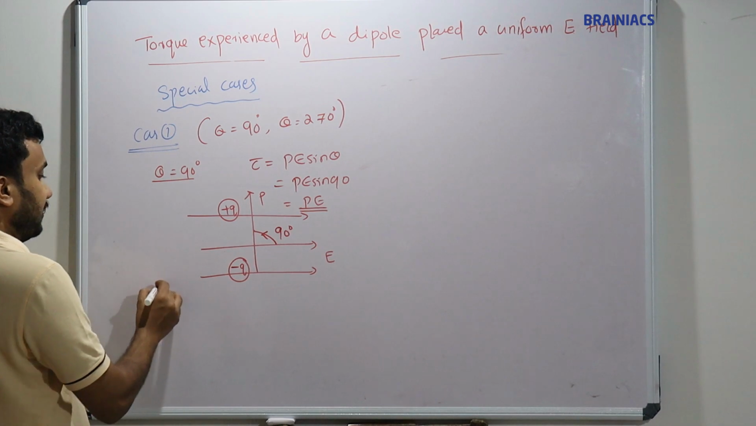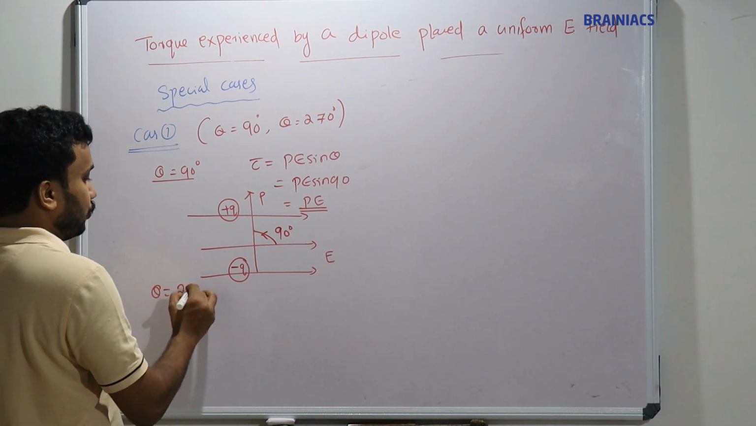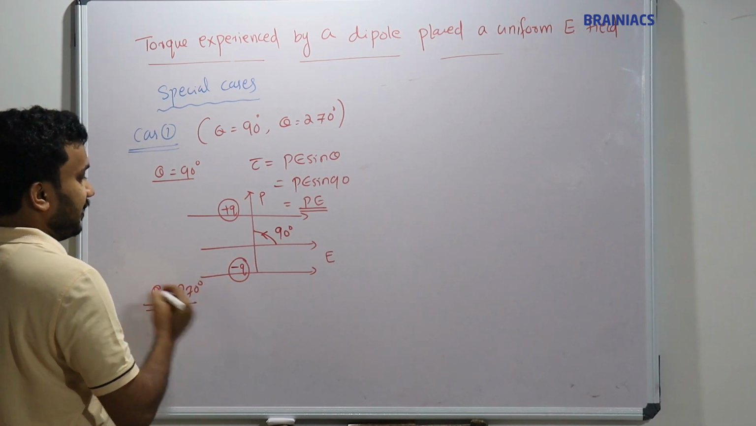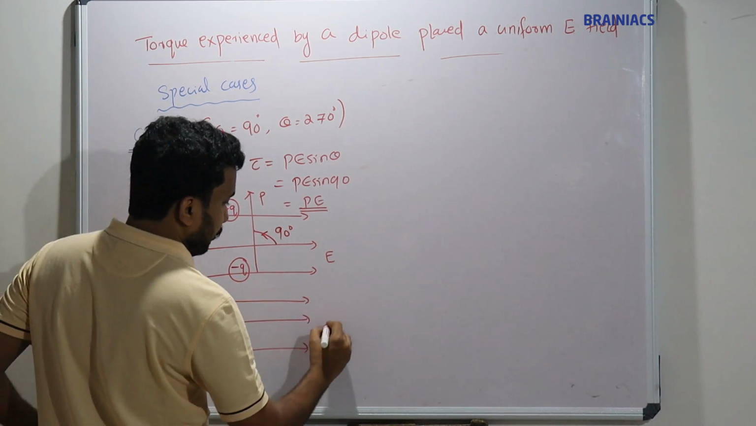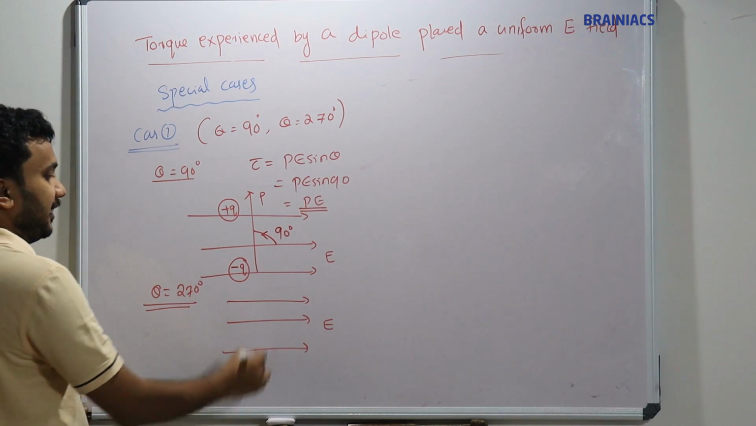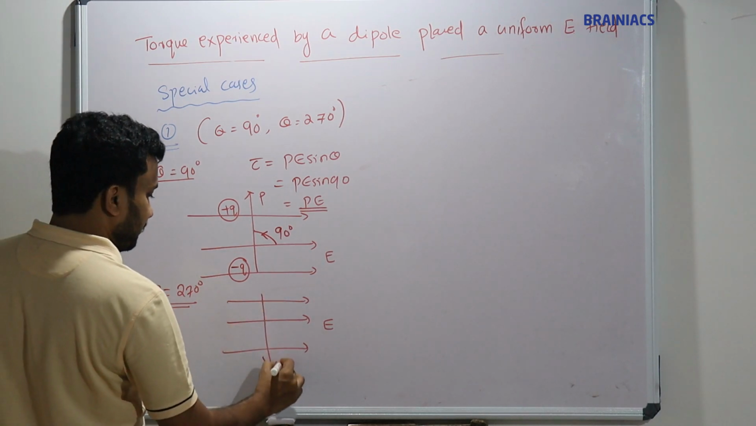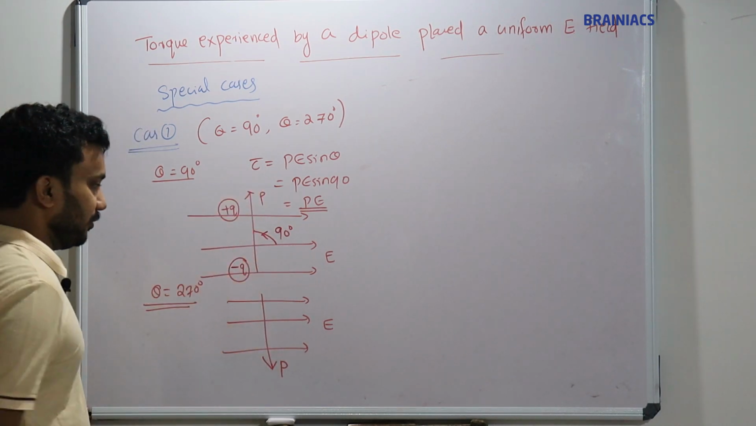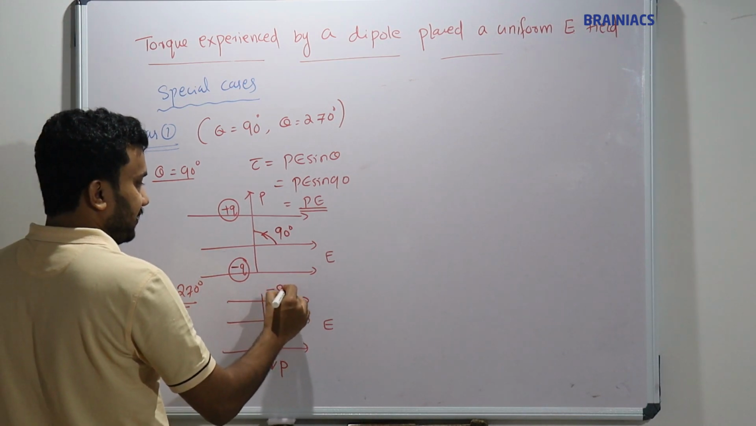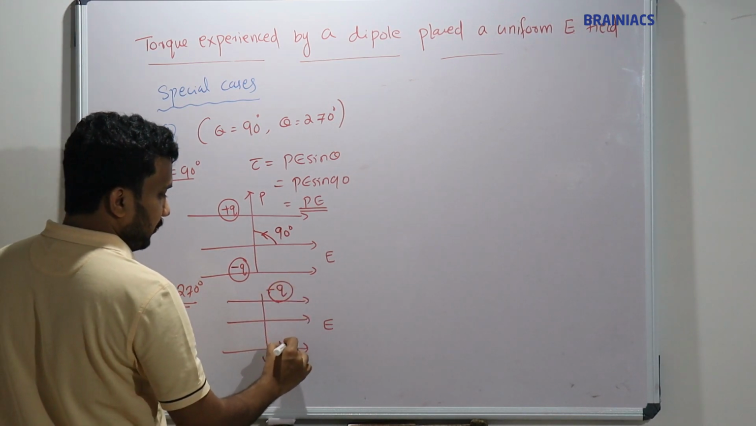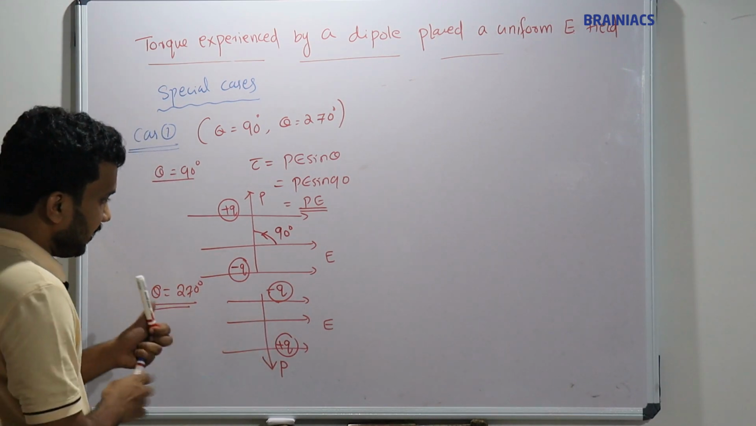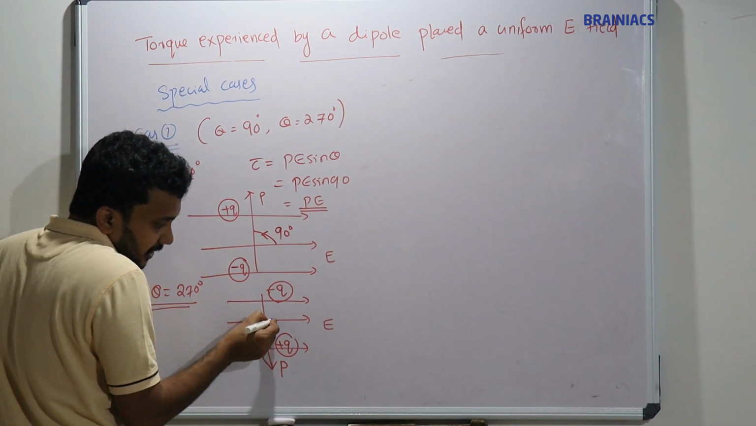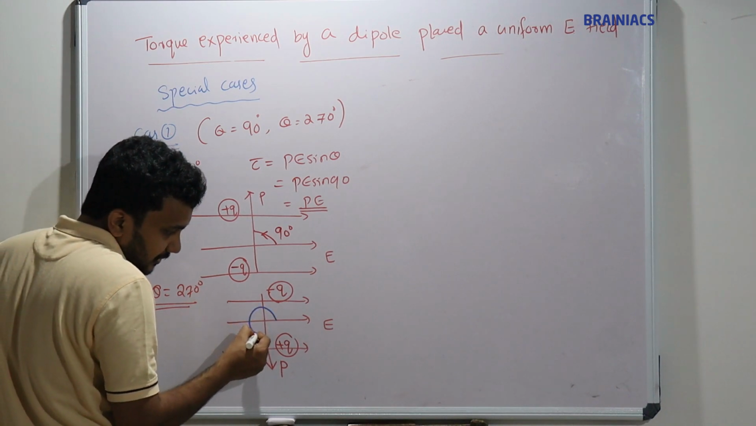The other case is theta equal to 270 degrees. When theta equals 270 degrees, what will happen? The electric field is like this, no change to the electric field. But the dipole moment is like this, just the opposite dipole moment. So here minus q will come and here plus q will come. In that case, I'll make it with another color, the angle will start from here and go to this other side.